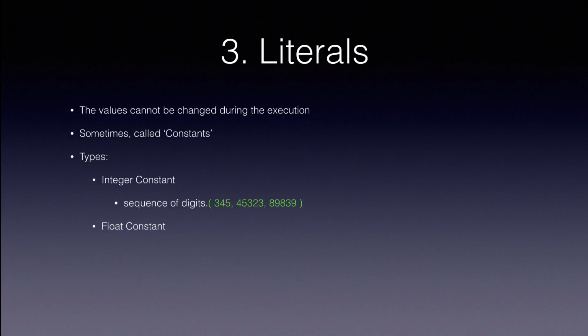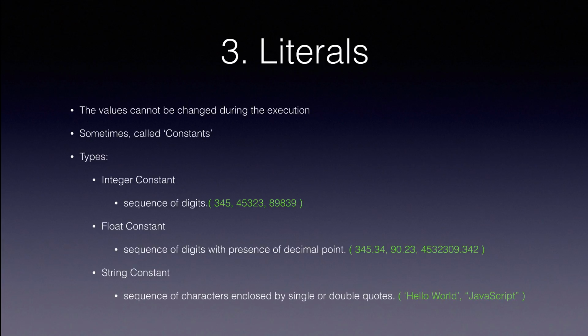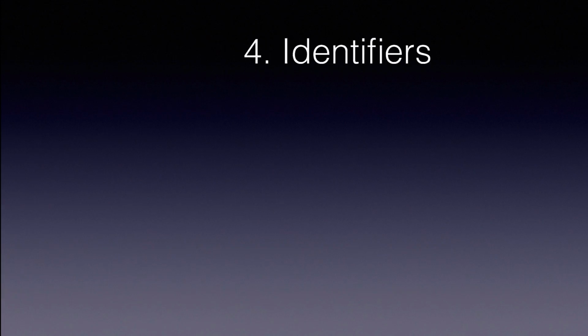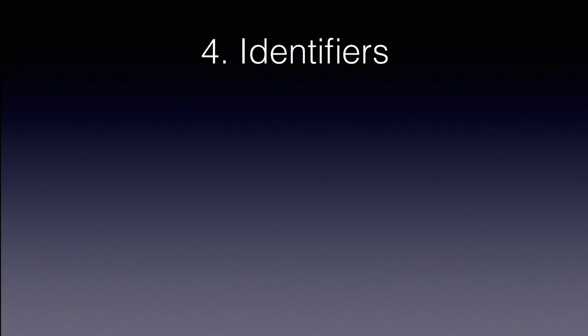Float constant. A float constant is a sequence of digits with the presence of a decimal point. For example, 345.34, 90.23 and so on. String constant. String constants are sequences of characters enclosed by single or double quotes. For example, I want to write my name in a program. In that case, I need to use string literals.